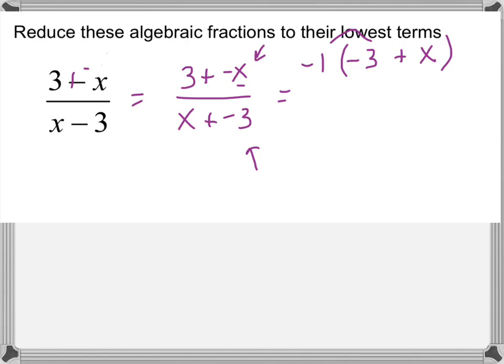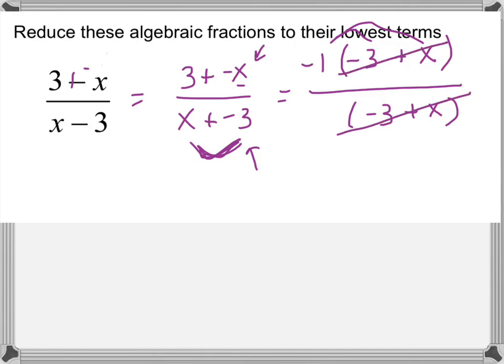Again, if you doubt what I'm saying here, you can always multiply through to get back 3 plus negative x. Then the bottom would be, I can commute these two because now it's addition, so I'd have negative 3 plus x on the bottom. Now, the numerator and the denominator are identical, so they can cancel, so what you have left is negative 1.